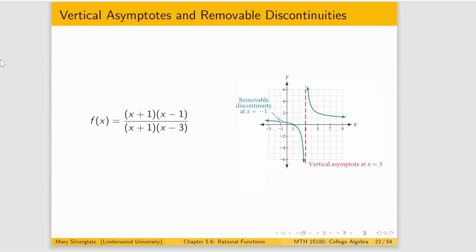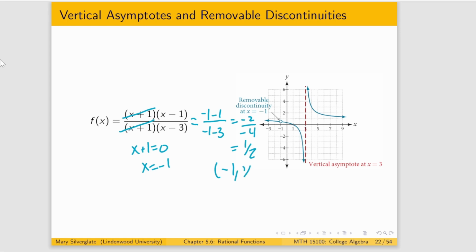And this is another concrete example of this. So here, what would cancel out? x plus 1 divided by x plus 1 makes 1. So x plus 1 equals 0 is associated with x equals negative 1. To find out the y coordinate, you would then plug in negative 1 to what's remaining. So negative 1 minus 1 over negative 1 minus 3 gets us negative 2 over negative 4, so 1/2. So there is a removable discontinuity at the point negative 1 comma 1/2.